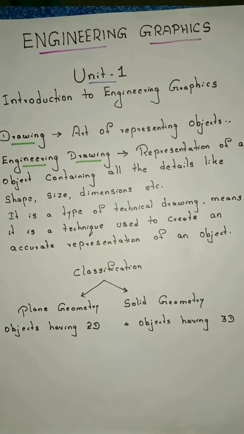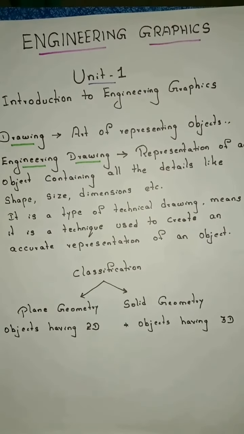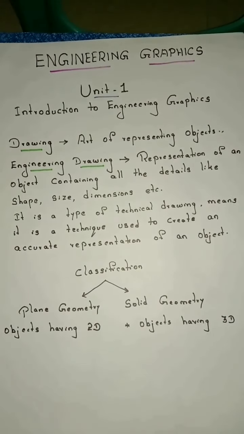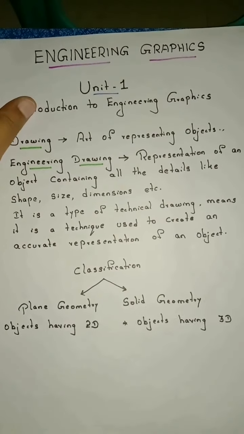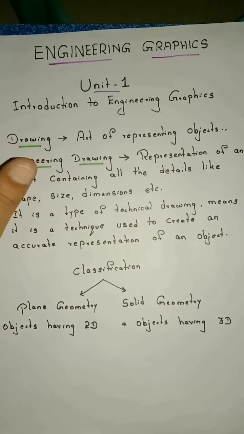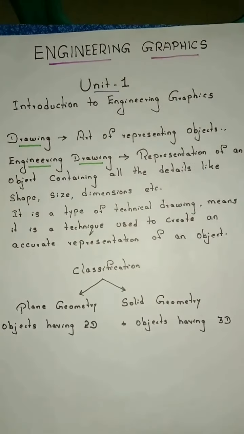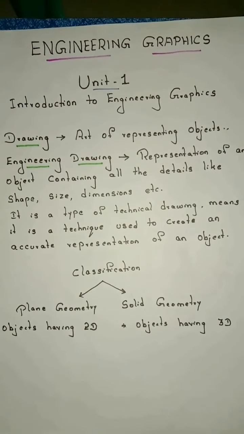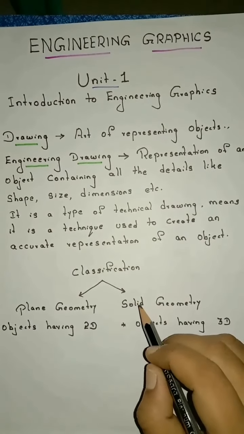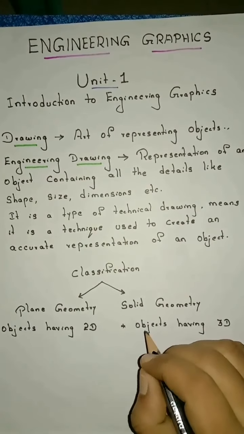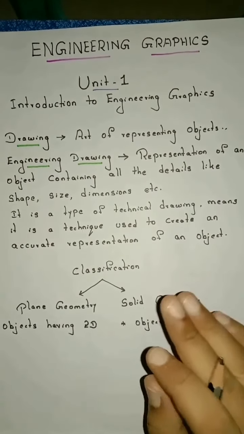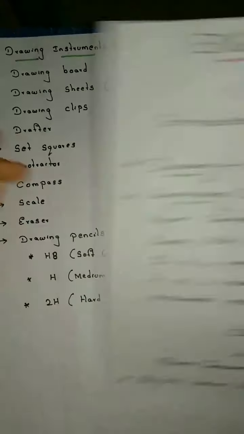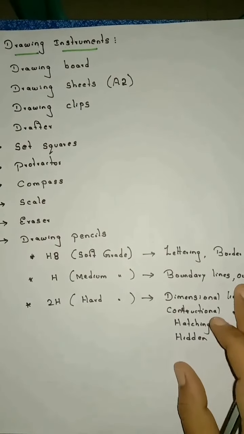So this is a universal language, and we can say that without engineering graphics we can't manufacture anything and we can't design anything. So let us start. What I am saying is, engineering graphics or engineering drawing means we have to represent a certain object with dimensions. If you want to draw something, we should have all these drawing instruments.